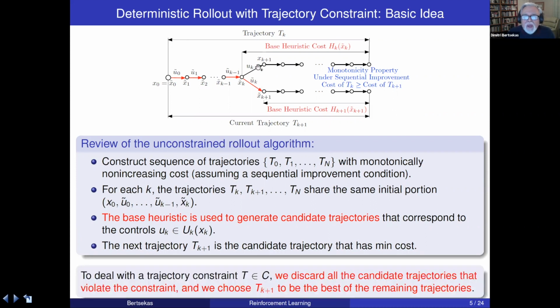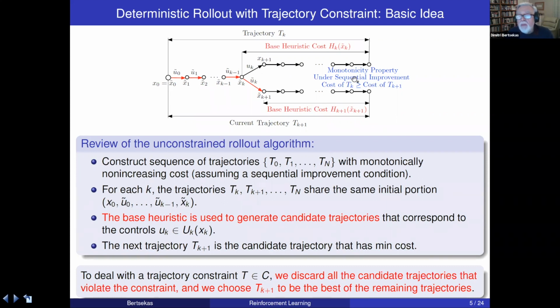So now, as we generate these candidate trajectories, when we have constraints, some of these candidate trajectories may not satisfy the constraint. So the remedy is very simple and fairly obvious. In order to deal with the trajectory constraint, we discard all the candidate trajectories that violate the constraint, and we choose tk plus 1 to be the trajectory that is best out of the ones that satisfy the constraint. It's very simple. We get a number of trajectories, some of them violate the constraint. We throw away the ones that do and do the best we can with the others.